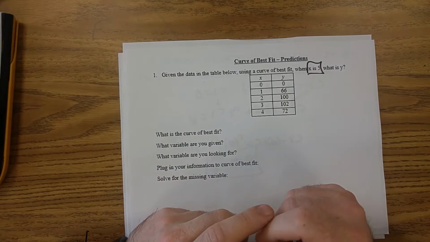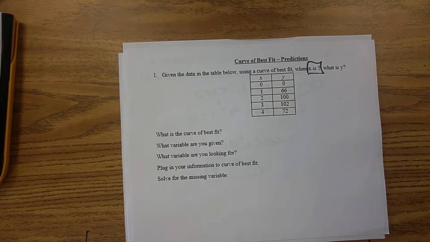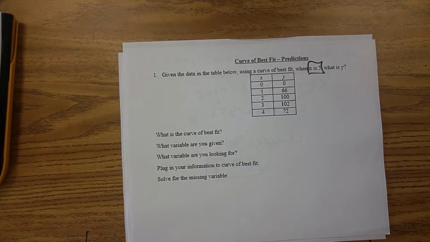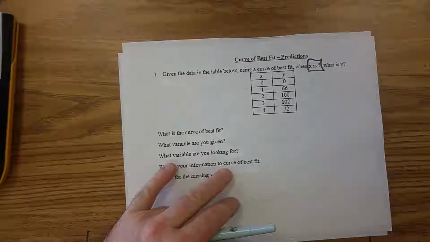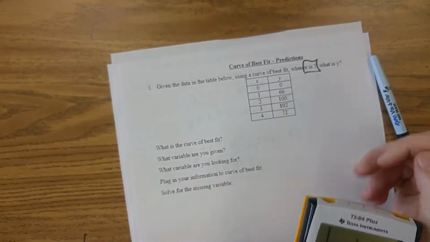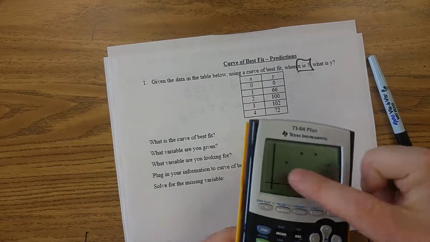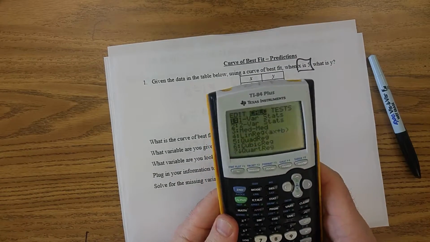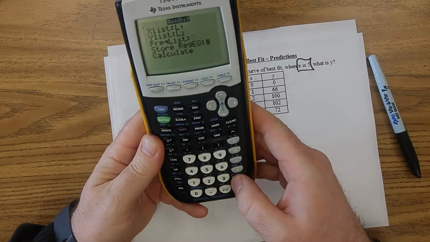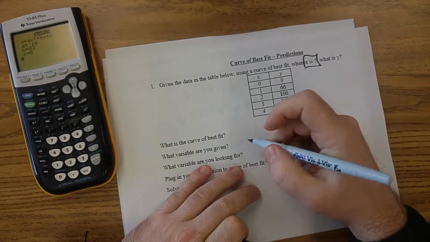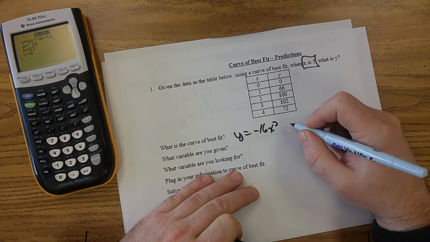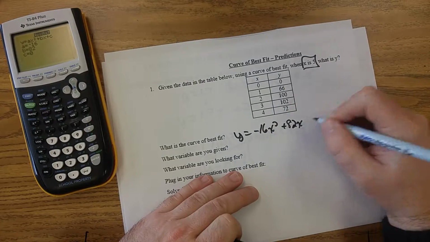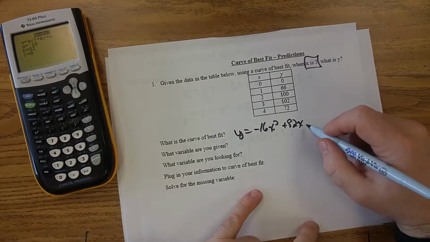I'm going to pause this, work this one, and come back. So I've put it in my calculator and plotted it. It's definitely a curve. So I'm going to do a stat to the right 5, and I get y is equal to negative 16x squared plus 82x plus 0. So I'm not going to write the plus 0.